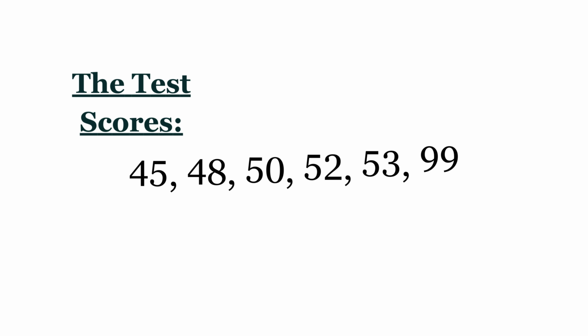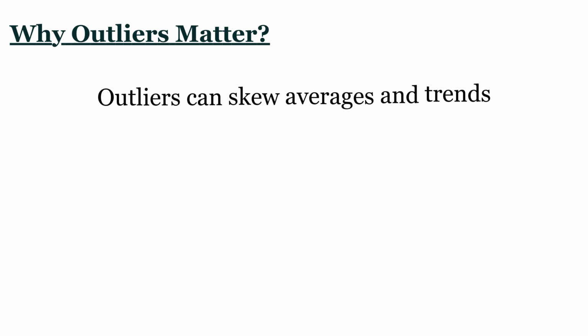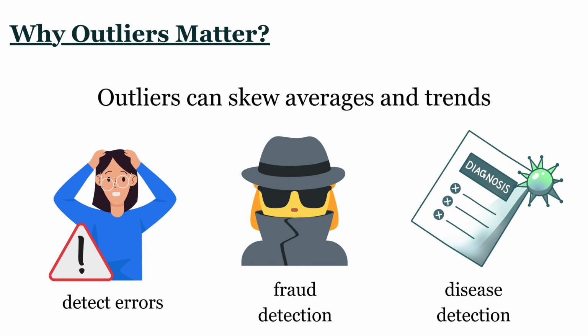Suppose you have these test scores. Among all these scores, 99 stands as an outlier because it's much higher than all the other scores. Why do outliers matter? Outliers can skew averages and trends. These skews in the dataset might indicate errors in the data entry, or it may highlight some other important discoveries such as fraud or disease detection.